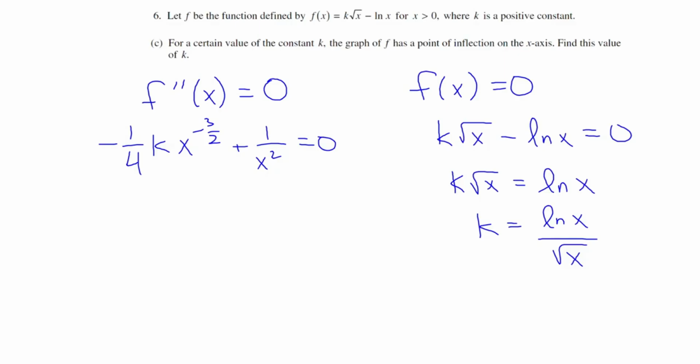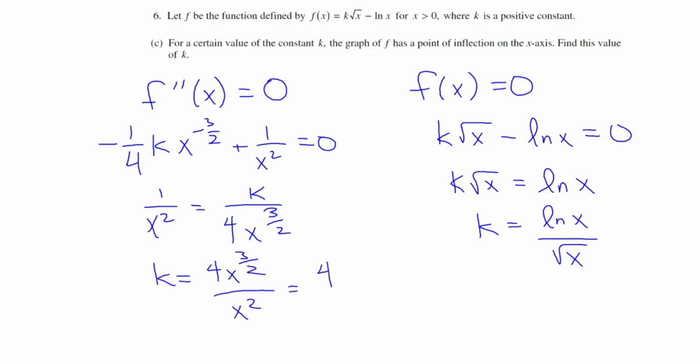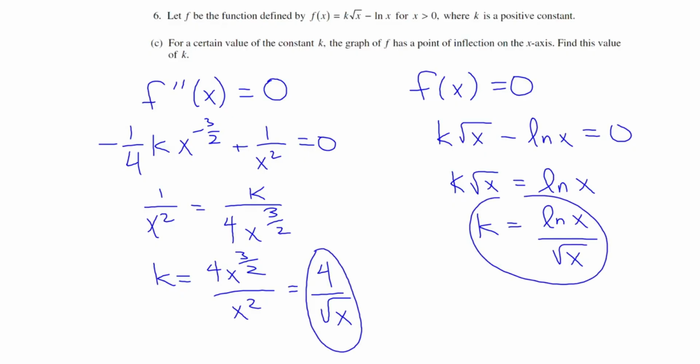So we'll add the 1/4 k to the other side there. So we'll have 1 over x squared equals k over 4 x to the 3/2, which gives us, if we cross multiply here, k is equal to 4x to the 3/2 over x squared, which is just 4 over root x. And so we just need to set these two k values together to see what x value makes them both true. So we'll do 4 over root x equals ln x over root x.